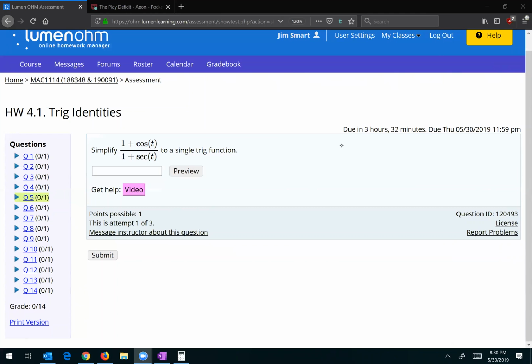You can either use your audio or you can use the chat.